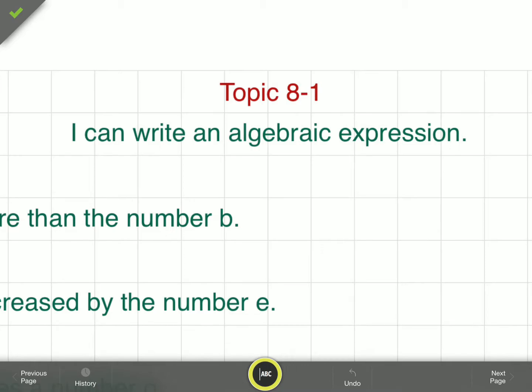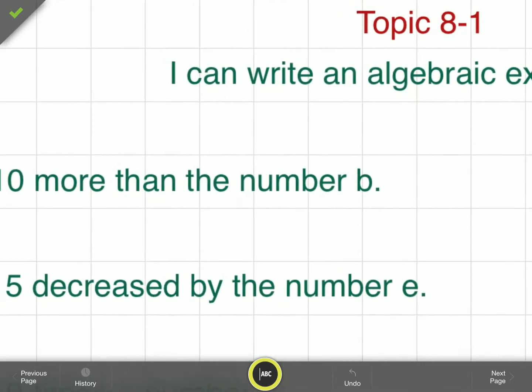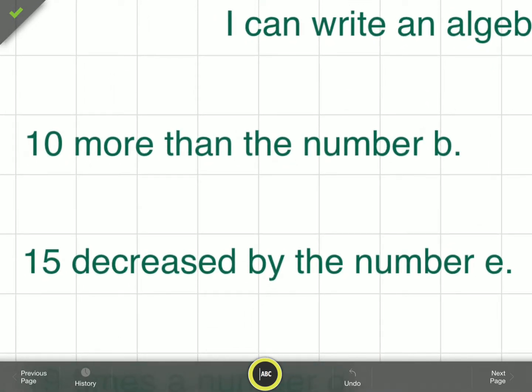Let's practice a few on our own. 10 more than the number b. Which operation would we use for this word phrase? Good. We would use addition. The more than gives us that clue.